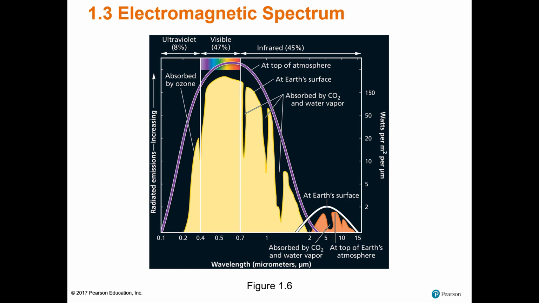Looking at the very top, we have 8% ultraviolet, 47% visible, and 45% infrared. You look and find the terms at the top of the atmosphere and at Earth's surface. There is a difference in energy coming into Earth's atmosphere and then interacting with Earth's surface. There's an absorption by CO2 and water vapor, and those are the troughs or the low areas of that graph. On the left, there is also an area that is absorbed by ozone.